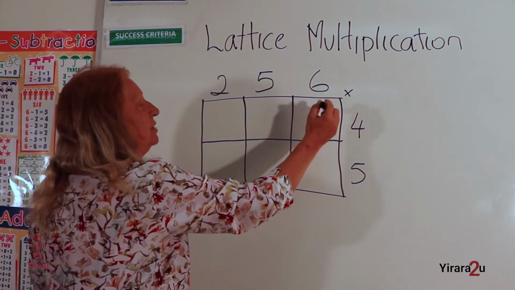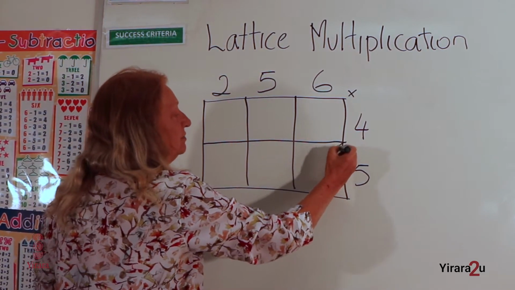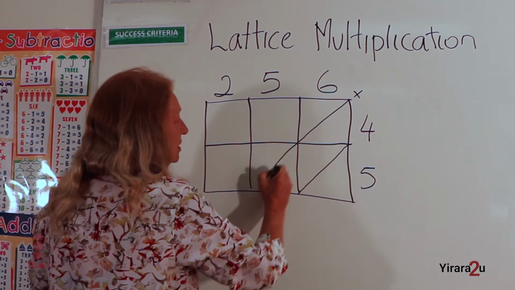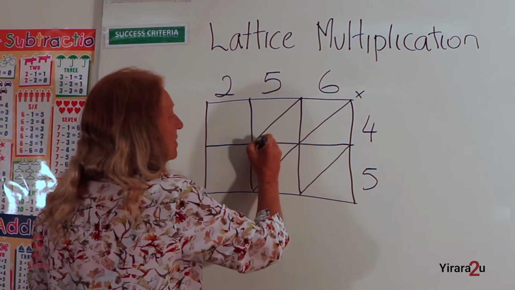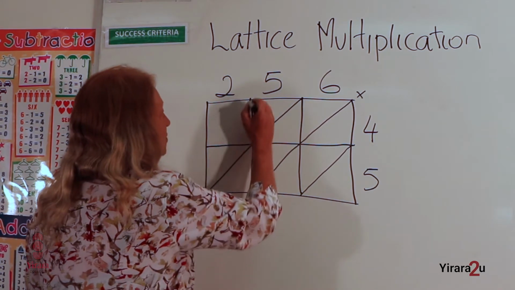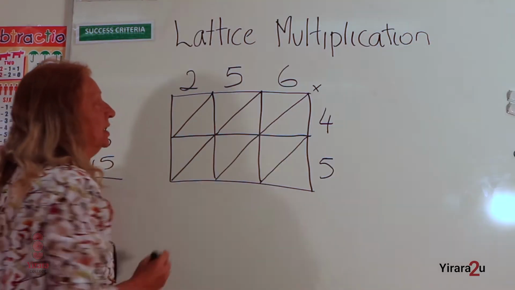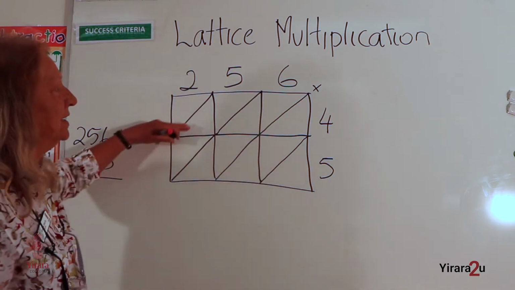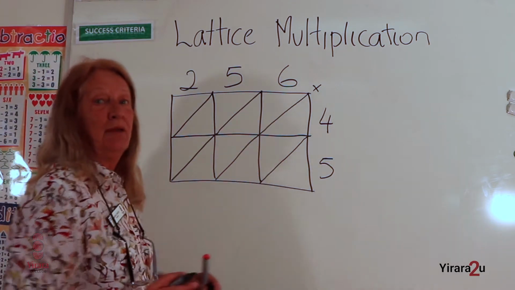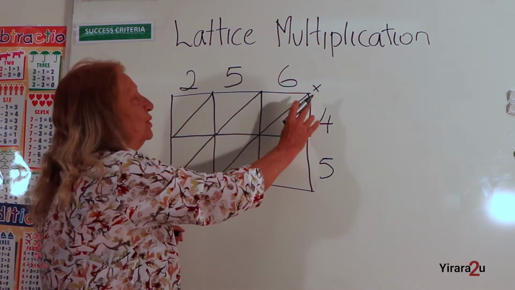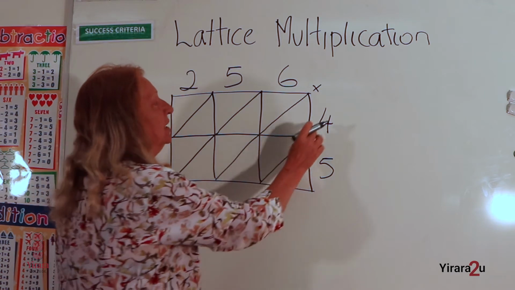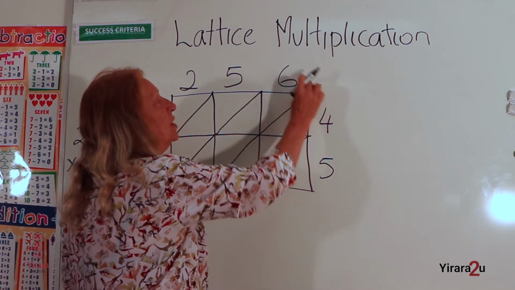Now we're still doing multiplication. This is no use to me until I divide these squares up into triangles, make them half. Can you see what happened? We've got our numbers this way and our numbers this way. Now you only have to multiply one number at a time, and because you've got your boxes, it keeps it all nice and tidy. So what's 4 times 6?